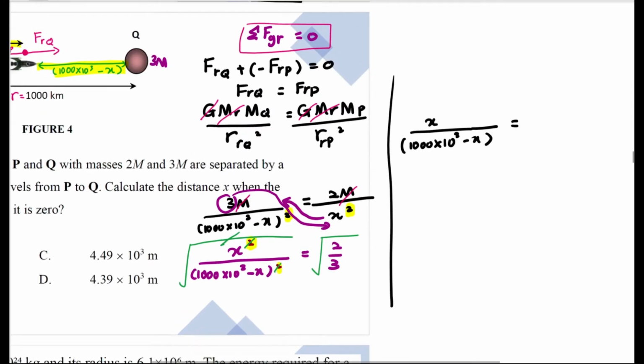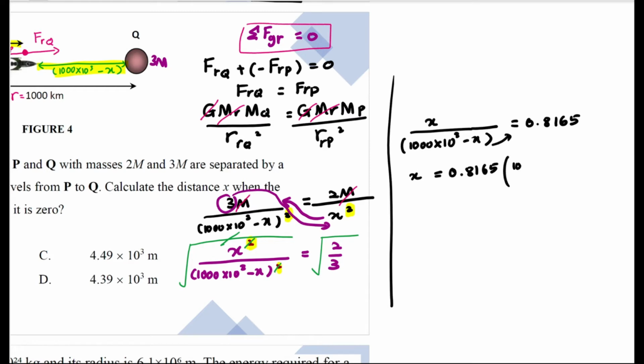Sekejap. Okay, jadi yang ni you boleh selesaikan. Okay, square root 2 over 3. So, you akan dapat 0.8165. So, rearrange that equation. You boleh dapat 0.8165. Okay, ni bawa ni atas.